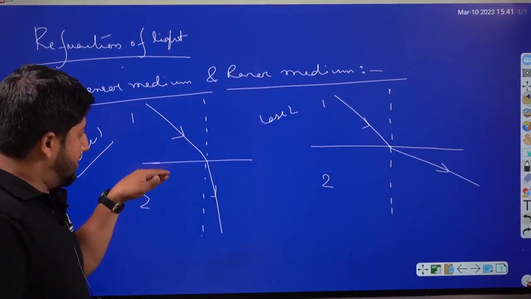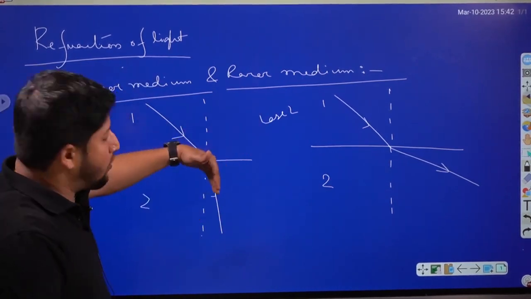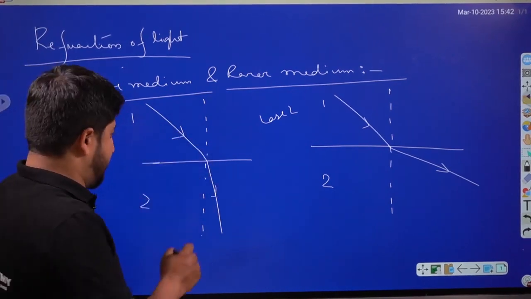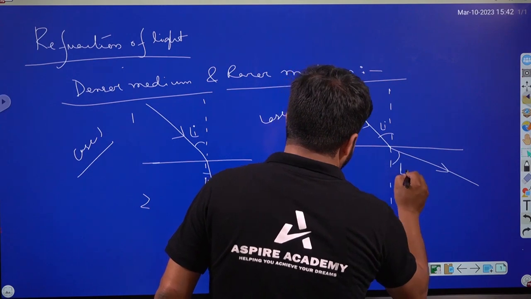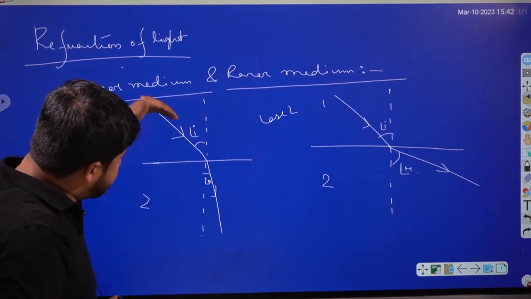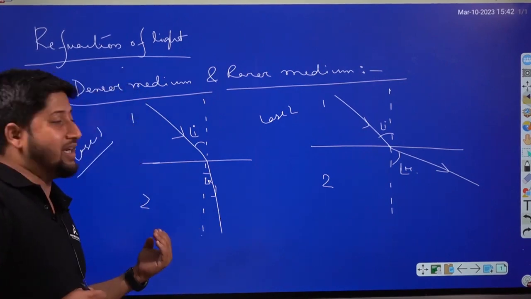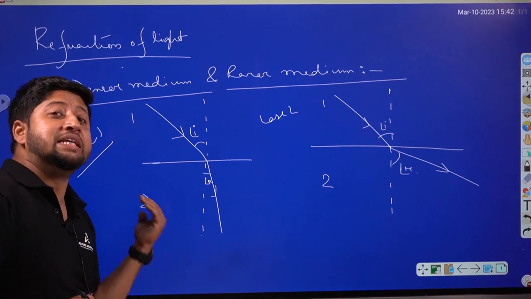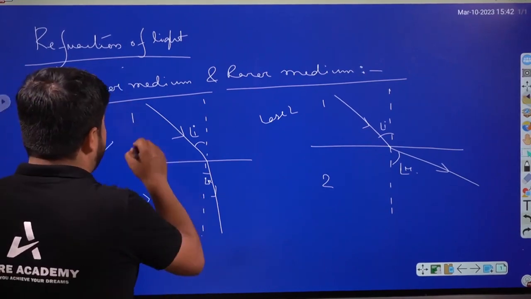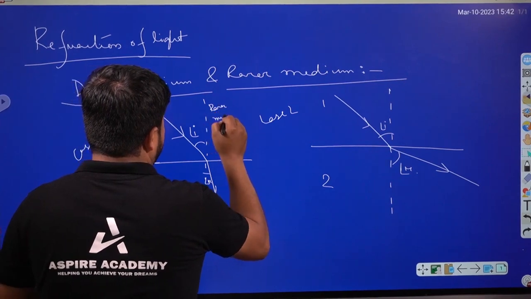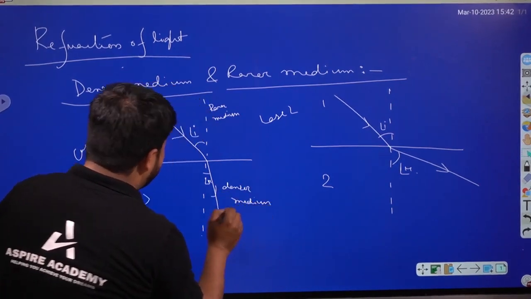Here are two different diagrams. Case number 1: whenever a ray of light is traveling from one medium to another medium, the light bends towards the normal. This is the angle of incidence, and this is the angle of refraction. So in one case, the light bends towards the normal. Then what happens? The velocity of light is decreasing, and in the other medium the velocity of light is more, so that will be the rarer medium. And this one, where the velocity decreases, will be the denser medium.